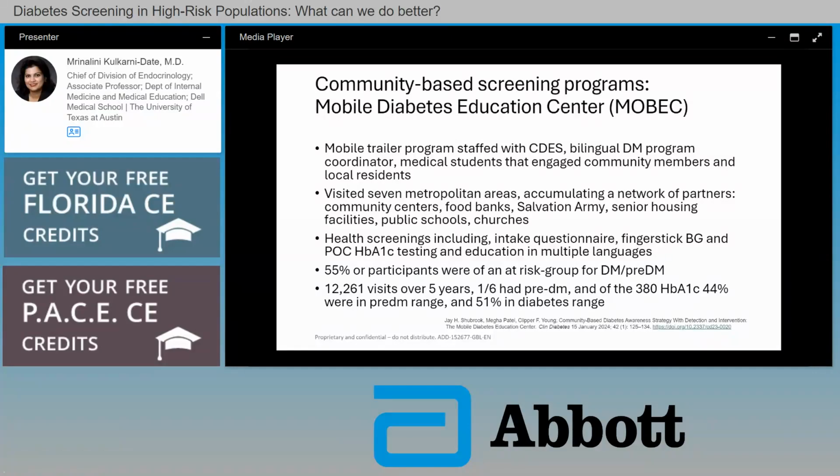Here's another example of a community-based program. So this is a mobile diabetes education program. This was actually a program from Solano County, California, that had a mobile trailer that was staffed with certified diabetes educator specialists. They had a bilingual diabetes program coordinator. There were also medical students that engaged community members and local residents. They visited several metropolitan areas and networked with many organizations and developed a set of partners. These were community centers, food banks, Salvation Army, senior housing facilities, public schools, and churches.